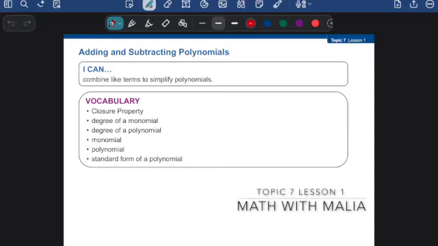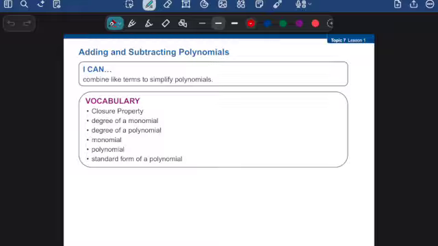Today we're doing Savvas enVision Algebra 1, Topic 7, Lesson 1, Adding and Subtracting Polynomials. After this lesson, you'll be able to combine like terms to simplify polynomials. We've got some new vocabulary we're going to learn, and this, in my opinion, is one of the most fun things to do in algebra.